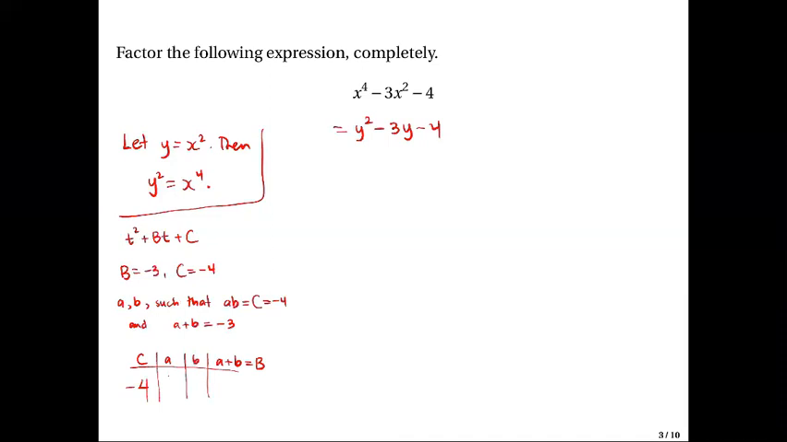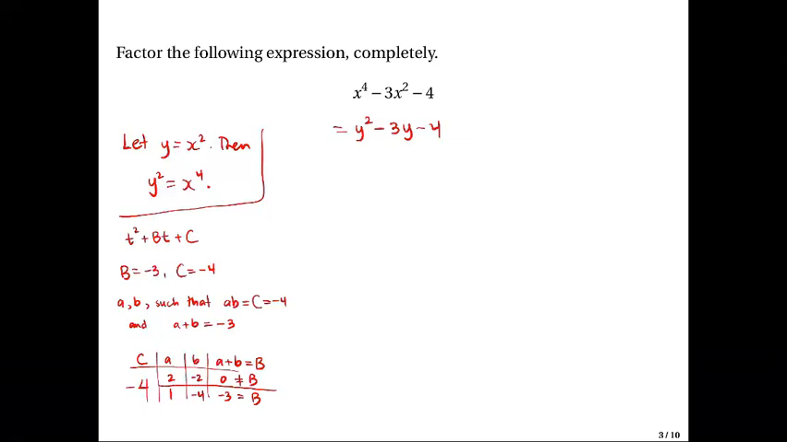So you can use 2 and negative 2. If you add these two, you'll just get 0, which is not equal to your B. But you can also use 1 and negative 4. And if you use this, you will get your negative 3. And this is your capital B.